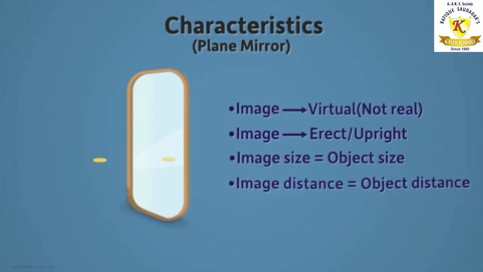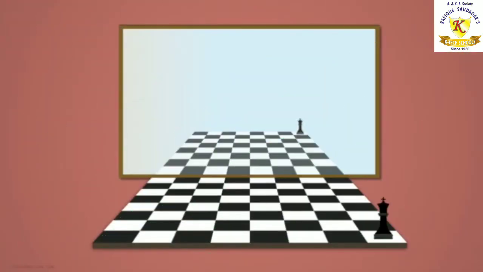Finally, the image formed is at the same distance from the mirror as the object is. You can verify this observation by yourself. All you need is a chessboard and any chess piece, say a king. Keep the plane mirror at the end of the chessboard as shown. Now look at the position of the king and the image. Are they both at the same distance from the mirror?